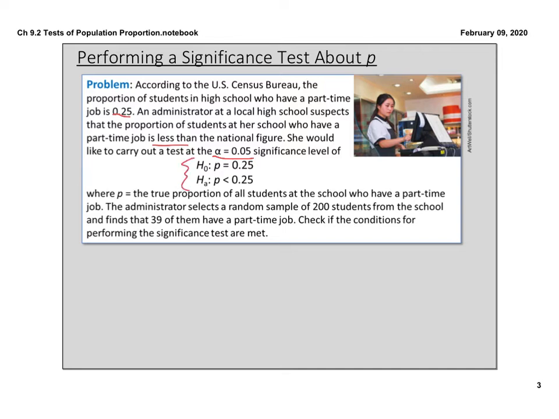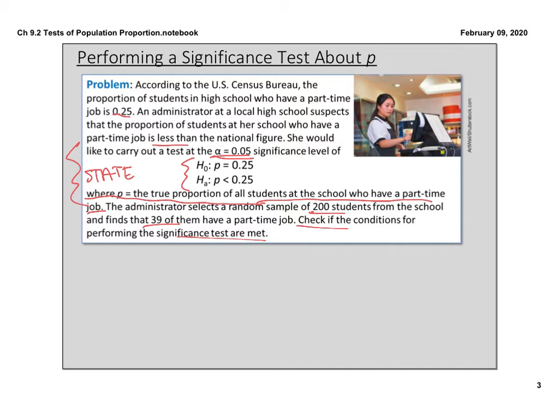Here's her hypotheses. So she stated her significance level, she stated her hypotheses, and then she stated what P is, where P is the true proportion of all students at the high school who have a part-time job. This, by the way, would be the state portion of your whole test. So they did the statement for you here, and now you're going to do mostly the plan part, where you are going to check the conditions. It says, if the administrator selects a random sample of 200 students and finds that 39 of them have a part-time job, check the conditions for performing a significance test.